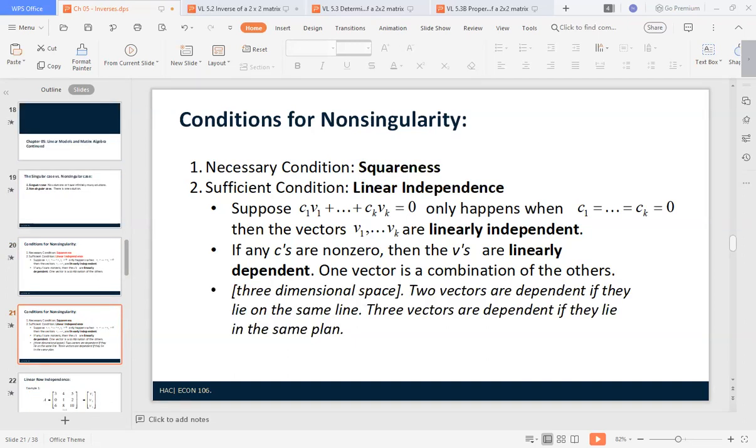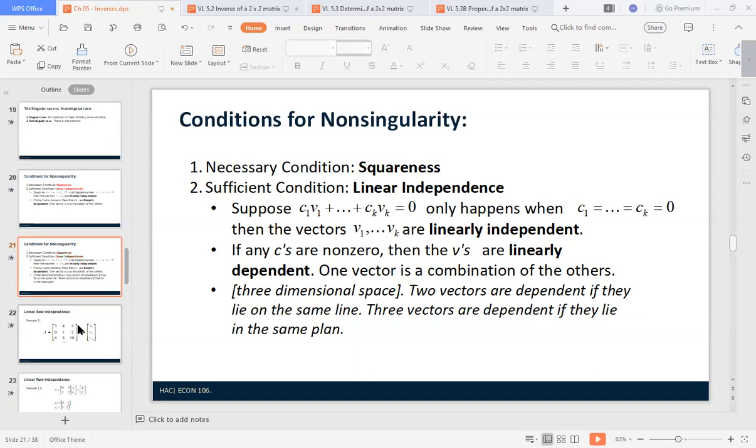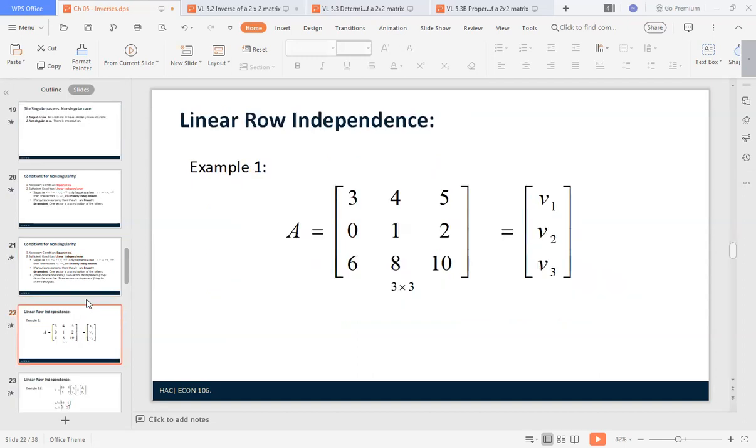If you're doing graphical analysis, it's easy to see, especially in a three-dimensional space, wherein two vectors are dependent if they lie on the same line, and three vectors are dependent if they lie in the same plane. But the method that we'll be doing now is probably two methods. One is a more basic one, and the other one is what we call the echelon method. Now, let's have an example on the effect of linear dependence.